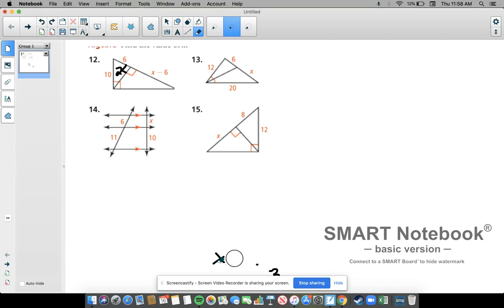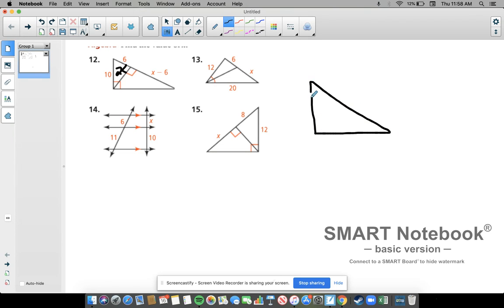Okay, let me get the rest of this down here. All right. So now what we have, we can do the exact same thing with 15. We can say, okay, the overall triangle is a right triangle, with a height of 12 and a hypotenuse of 8 and x put together. So that one we just have to leave as 8 plus x.